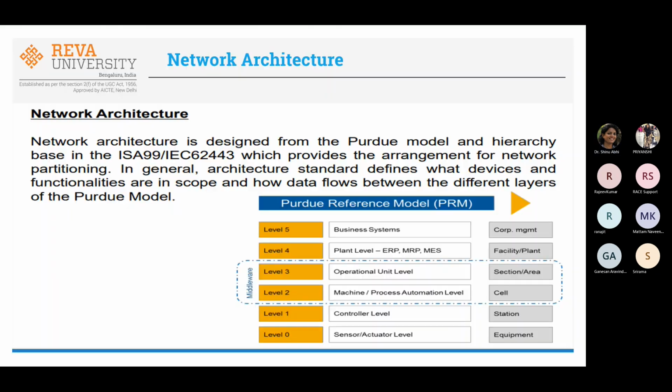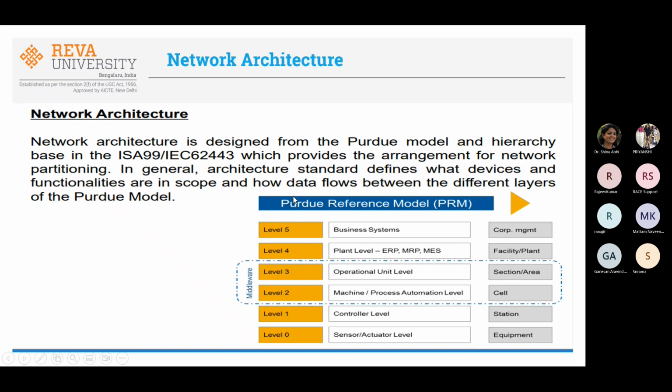Okay, how we'll be segregating the new architecture is based on the Purdue reference model only. In the Purdue reference model, level 0 has all the field instruments: the sensors, flow valves, everything. In level 1, the controller level, for example DCS and PLCs, everything will be there.